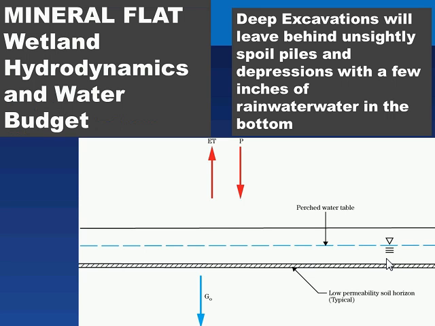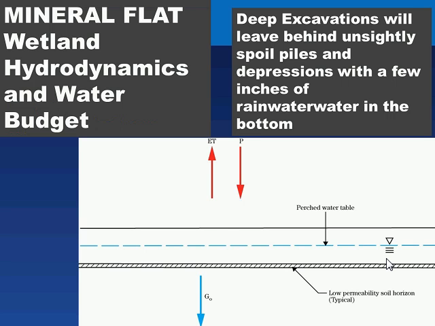Hydrodynamically, we only have vertical vectors. Direct precipitation falling on the surface of the landscape, water in the soil profile attempting to move downward through the soil profile into a deeper water table, and there are no horizontal vectors. No horizontal runoff going in, no horizontal groundwater inflow going in, and this matches up directly with the assumptions of classic drainage equations.